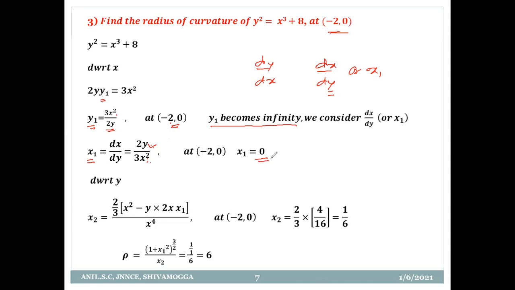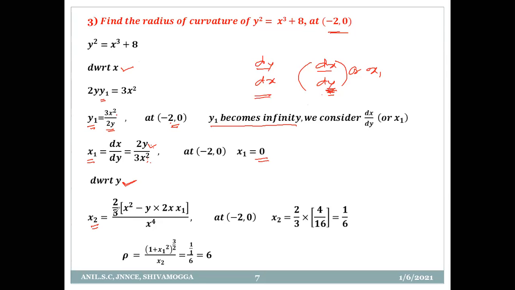Now we have to find the second derivative. This is dx by dy, a derivative with respect to y, not with respect to x. Therefore, we differentiate with respect to y, not with respect to x. We keep this in mind. This is the derivative with respect to x and this is the derivative with respect to y, because we converted this dy by dx into dx by dy. Therefore, we differentiate with respect to y. Roles of x and y are interchanged. The derivative of x1 is denoted by x2.